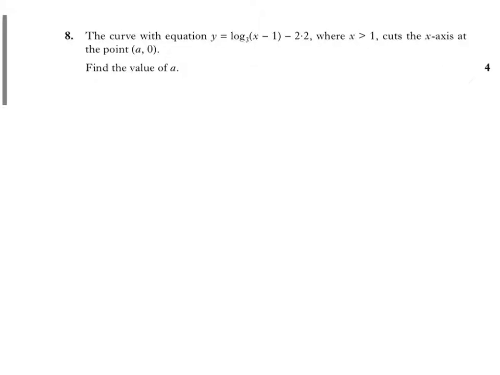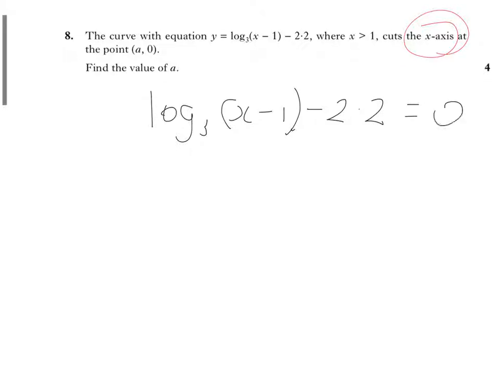Now, what's true on the x-axis is y is equal to 0. So I'm going to make the equation equal to 0. So I've got log to the base 3 of x minus 1, minus 2.2 is equal to 0. If I then bring the minus 2.2 across, I'll get log to the base 3 of x minus 1 is equal to 2.2.